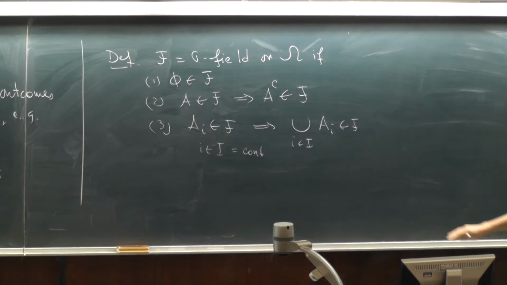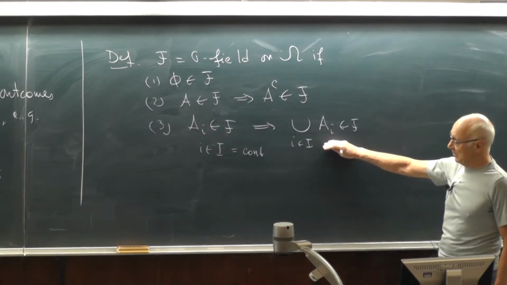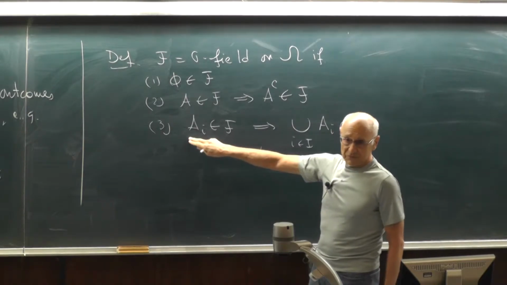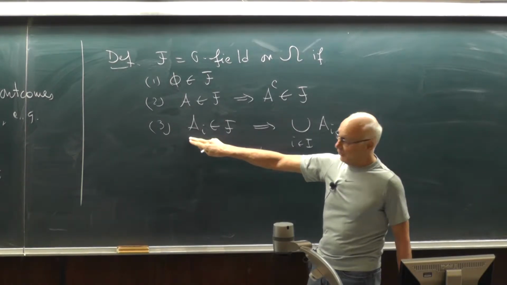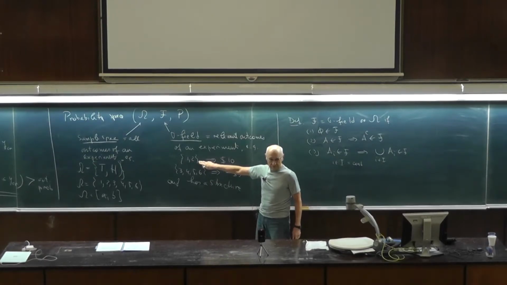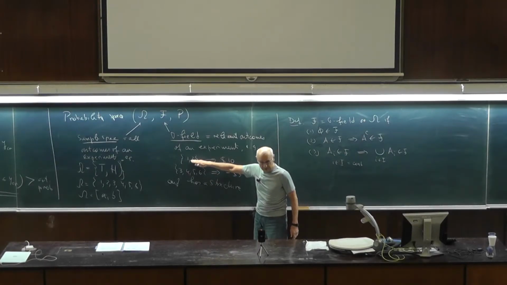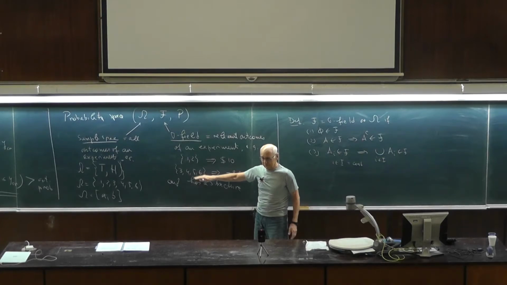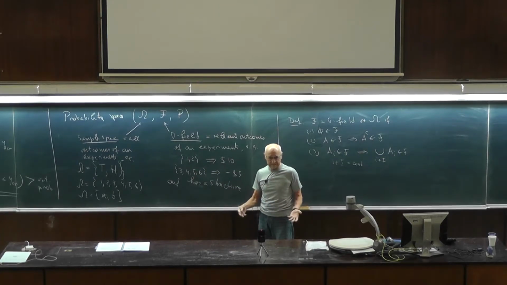So I claim that this is also an intuitive property. If you observe A1, for example, if this is A1 and this is A2, you also observe the union of A1 and A2, because it's one or the other, it's not and. For the intersection, it's and.